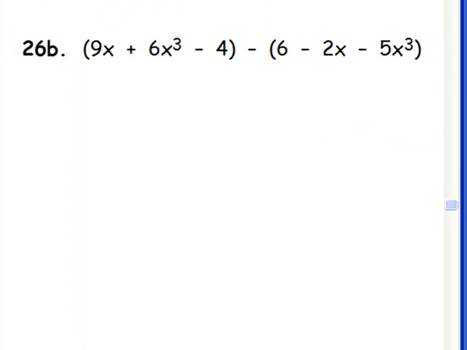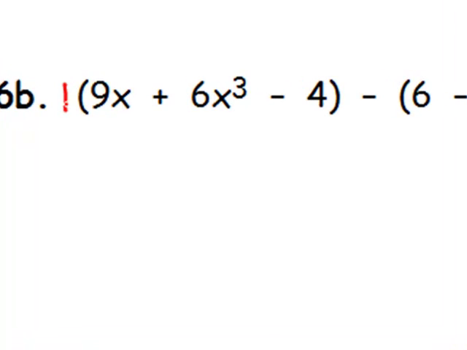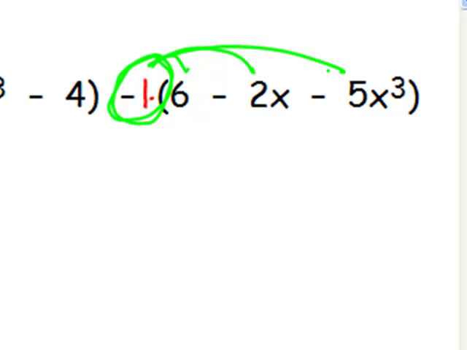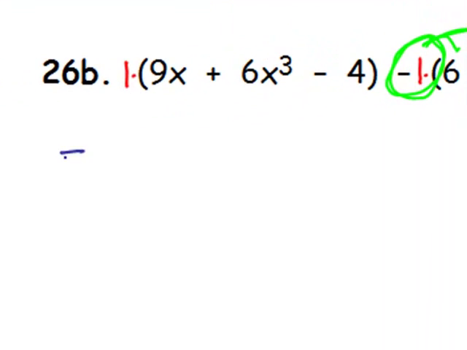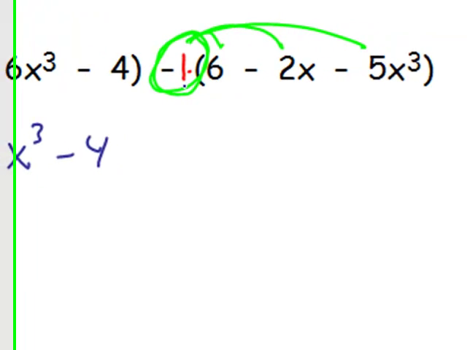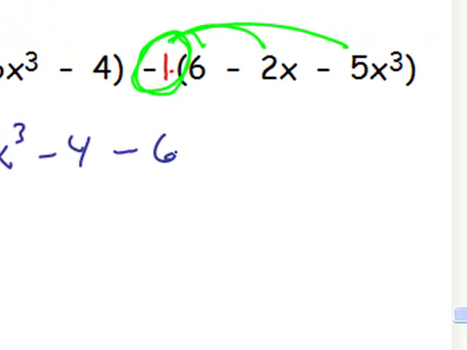Here, 26b, again, 1 times in front of the first, but especially 1 times in front of the second, and we treat this as negative 1 times that gets distributed. So what we get here is 9x plus 6x cubed minus 4. And distributing negative 1, we get negative 6 or minus 6, a positive 2x, and a positive 5x cubed.